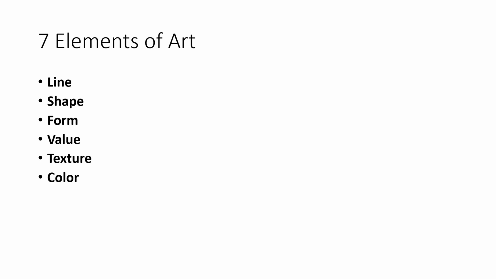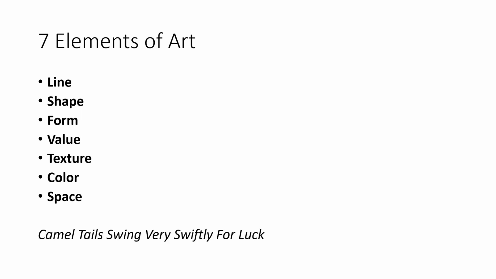Okay, let's reveal them. Line, shape, form, value, texture, color, space. How many did you get correct? To help them remember all 7 of the elements, 2 of my students created a mnemonic device. Camel tails swing very swiftly for luck. If you can remember that sentence, it will remind you of the first letter of each element.